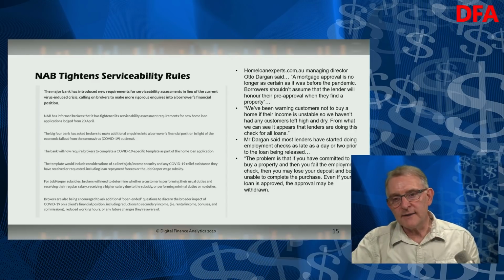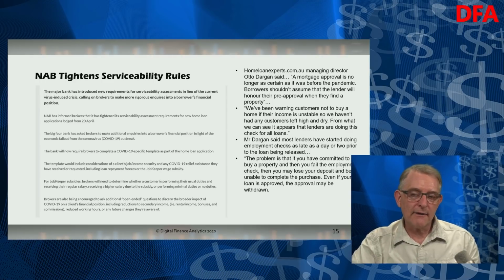And also we're seeing now more lenders tightening their serviceability rules. NAB's come out and basically said that they're going to require new serviceability assessments. They're looking specifically to get more information about borrowers and to make sure that the serviceability is okay. And there's a quote there from homeloanexperts.com to say a mortgage approval is no longer as certain than it was before the pandemic. Borrowers shouldn't assume that the lender will honour their pre-approval when they find a property. We're seeing a lot of people disappointed. They basically got a pre-approval, went to get a property, and then discovered the bank said, no, we're not lending anymore. And there have been a number of stories that have come across my desk. So we're going to see, I think, lending tightening, and that's going to be a significant issue.